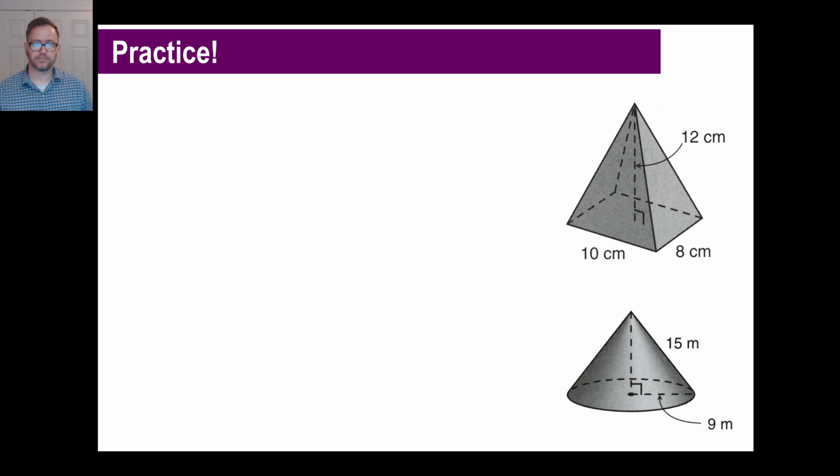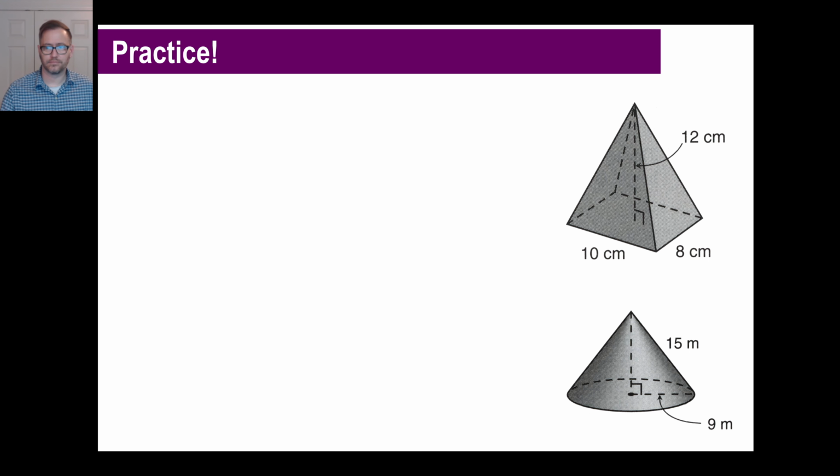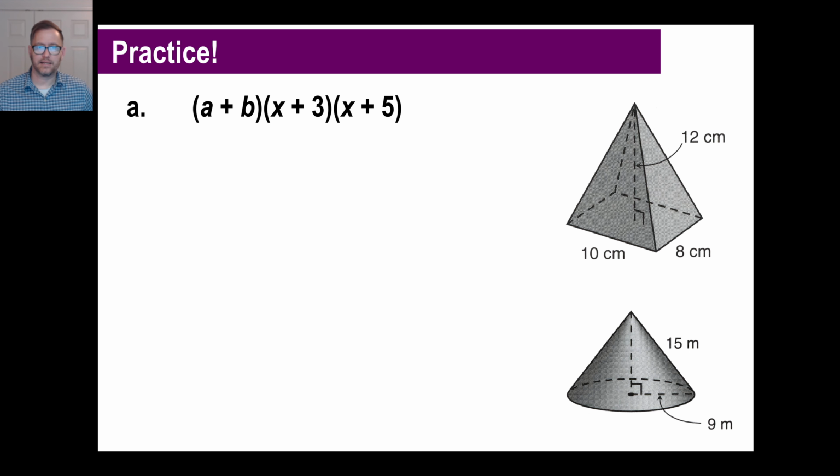All right? Okay. Let's take a look at some of these practice problems and try A first and see what you get. Okay, if you factor out A, you would get A plus B times x plus 3 times x plus 5. You factor out the x squared plus 8x plus 15 into those two things. All right, pause it and try B.